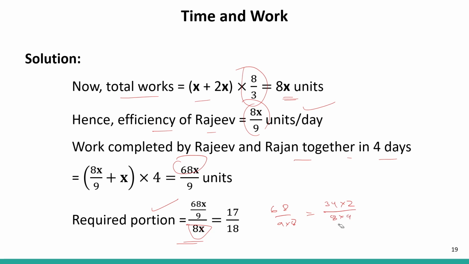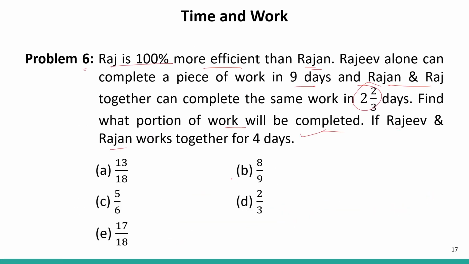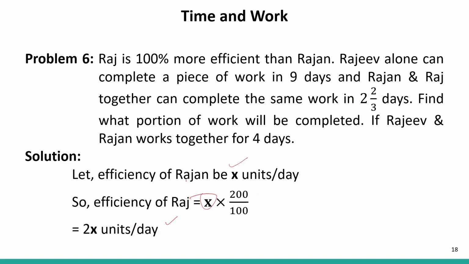So it will be 4 into 2. So we are left with 34 by 9 into 4. So again we can write 17 into 2 by 9 into 4. So this will be simplified as 17 by 9 into 2, which is 18. So 17 by 18 is the correct answer. So 17 by 18, that is option E, is the correct answer here. Okay, so A, C, B and D are all wrong answers.